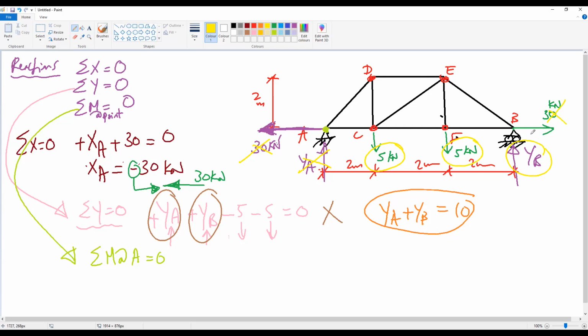Okay. So if we apply this equation here, we have YB by the distance. What is the distance from A to YB? This distance is 6 meters. So YB by 6. Do you know what is the sign for this one?